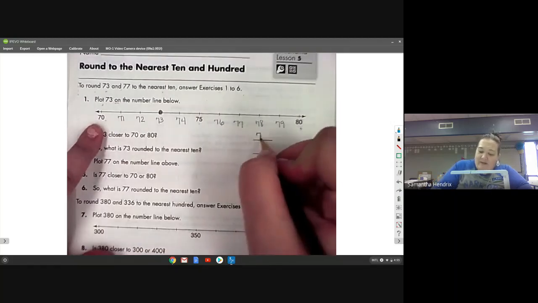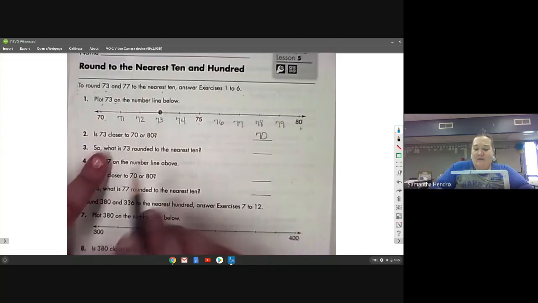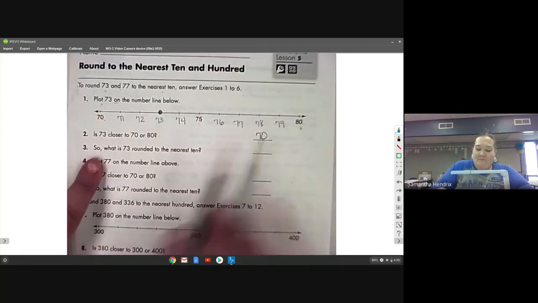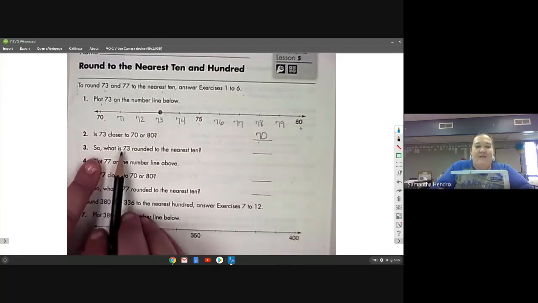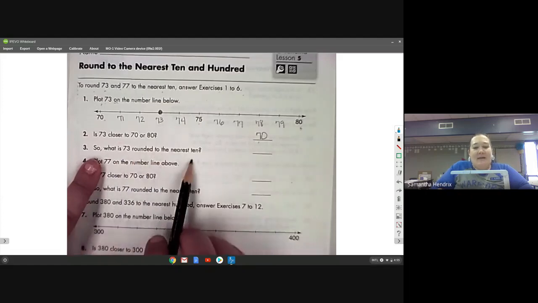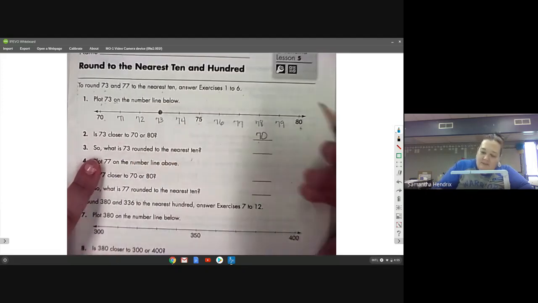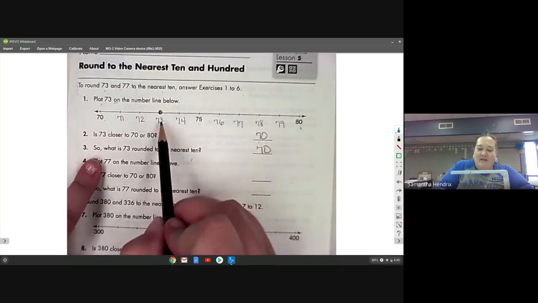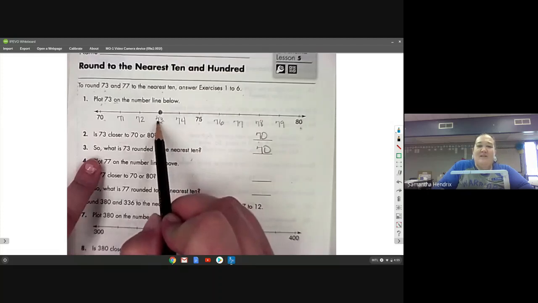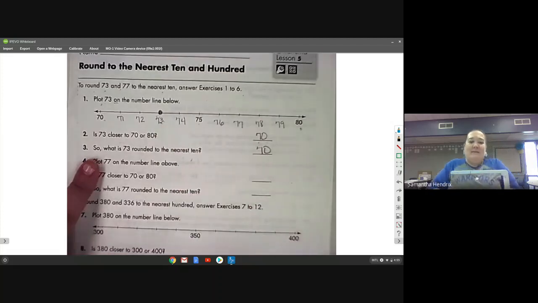So we're going to write 70 right on that line directly over, okay? So what is 73 rounded to the nearest 10? To 70. We also know because the 3 tells the 7 what to do, and it's saying, hey, it's 4 or less, so let that 7 rest, okay?